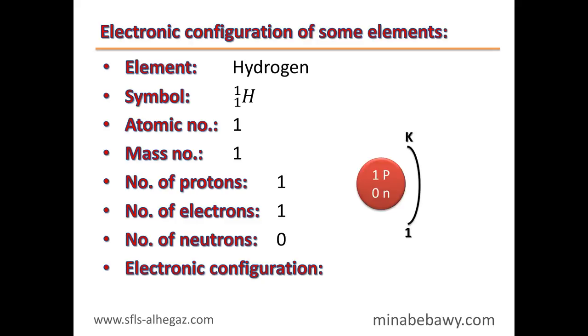Its electronic configuration: we will draw a circle which represents the nucleus. We will write letter P, which represents the number of protons, and we will write beside it 1. So the hydrogen nucleus contains 1 proton. We will write N, which represents the number of neutrons, and it will equal 0 because the nucleus of hydrogen doesn't contain any neutrons. We have only 1 electron. We will put it in the first energy level, which is K. So in the electronic configuration for hydrogen, the energy level K contains only 1 electron.